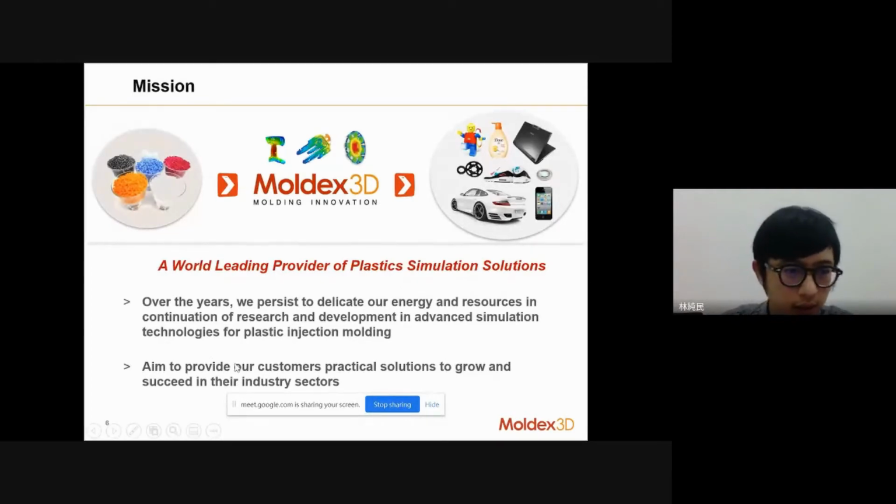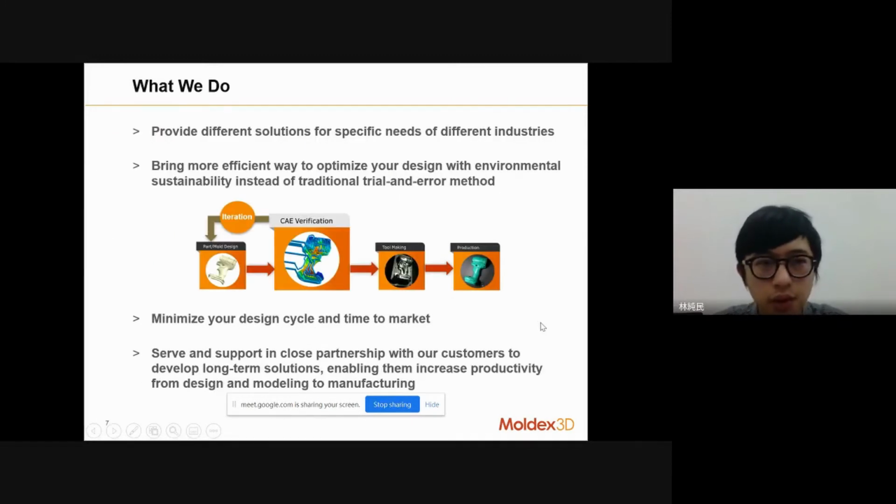And the second, we will always play the role. We can help users to save time and cost. Okay. And what we do, we bring a more efficient way to optimize your design with environmental sustainability instead of the traditional try and error method. And second, because like I mentioned, time is money. So you need to launch your product before your competitor. And we always build a long-term collaboration to grow up with our customers together.